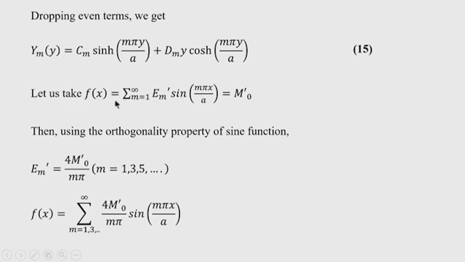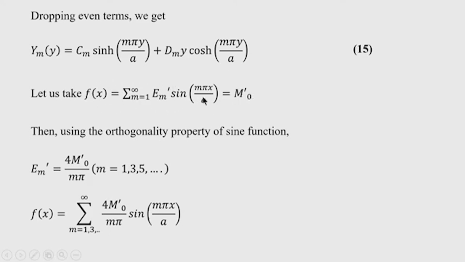Now, let us also express the antisymmetric moment in the form of a Fourier series. Here I am taking a different constant, e prime m. Previously we have taken e m, now we are taking e prime m sin m pi x by a equal to m prime naught.